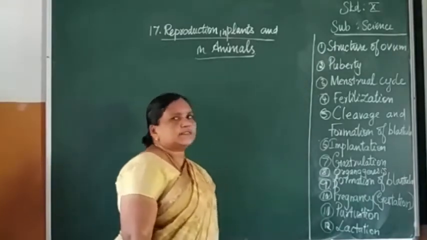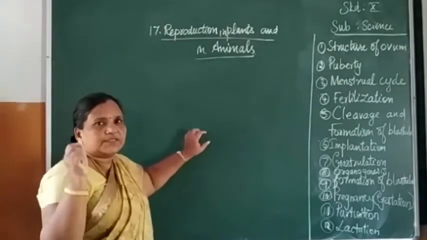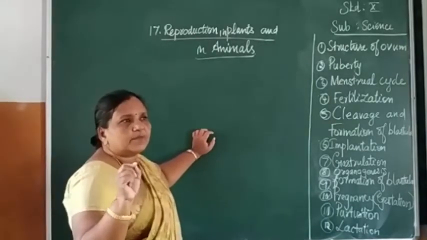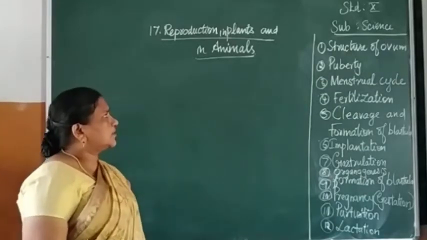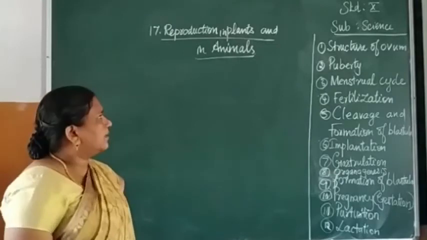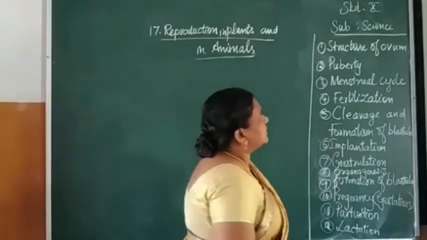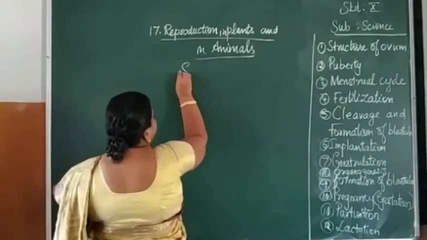First one is the structure of ovum. If you have any doubt, you can see your book also. With the help of the notes, write some important notes also. Take the rough note, pencil, rubber, pen and scale. For the diagrams, you need the pencil also. So first we can study the structure of ovum.